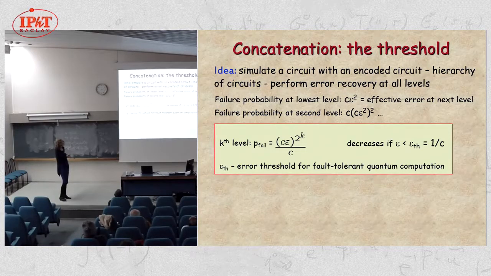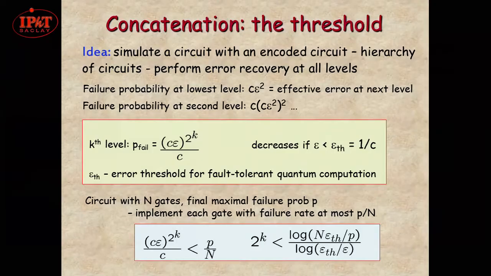It will be reduced to a number as small as this, and this number will decrease as long as we are below a threshold. So when you do the math, you'll see that as long as your error is smaller than some 1 over c, you will reduce your failure probability and eventually make sure that your failure probability is smaller than 1 over n, n being the number of gates that you want to implement.